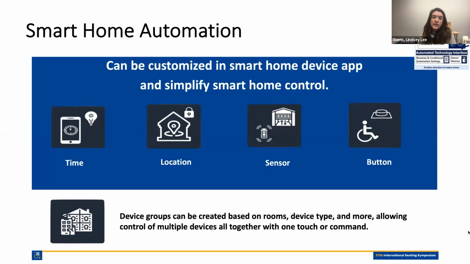And then lastly, aside from the human interaction method of providing the input command, there's also the use of automations. These can be customized within the smart home ecosystem's app and can simplify environmental control. Some of the most common triggers utilized can be time, location, and sensors. And again, you can also have a group of multiple commands initiated by a single button, physical or within an app.